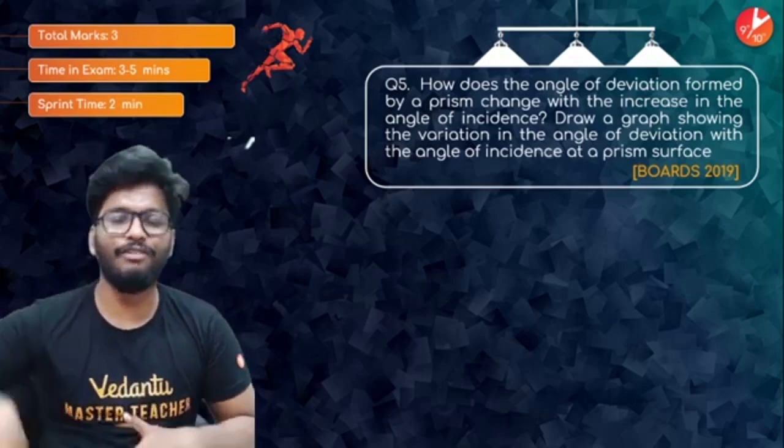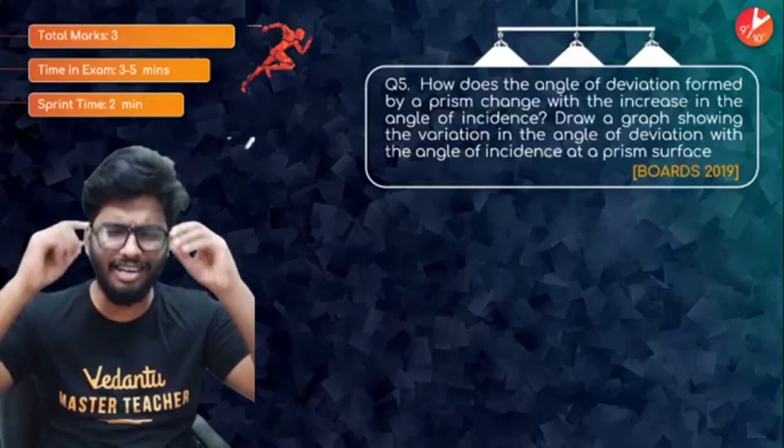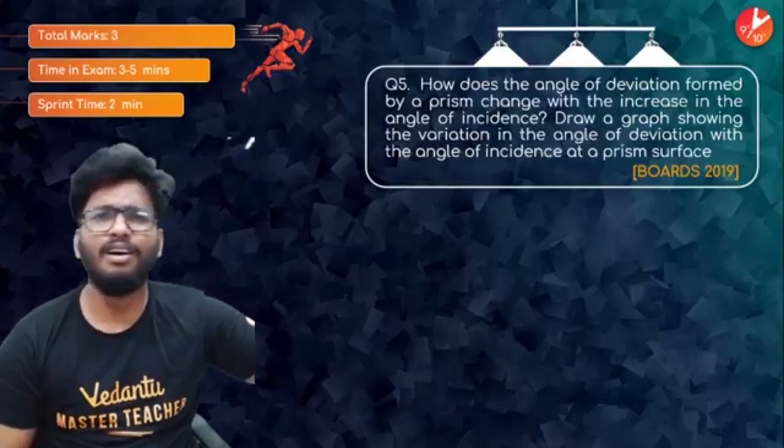Let's get back to the question. The fifth question for the day. It's a 3-mark question taken from the 2019 board exam. So let's try to solve this one as well. 3 to 5 minutes is the time that you can take in your exams. We'll try to do it in 2 minutes.